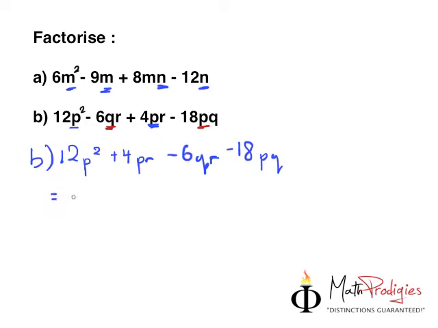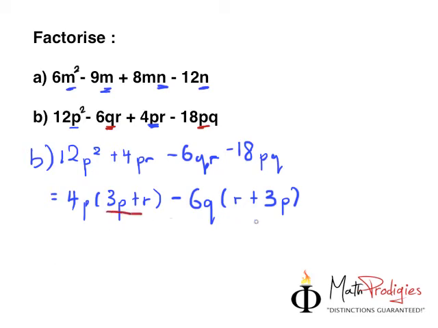Now the next step is to find the LCM. Take out 4, take out p. You get 3p, correct? Plus r, sorry. And then for the minus, 6, 12, 18, you take 6 and you take q. So that means we have r here, minus and minus, you get a plus. So plus r times 3p. These two terms within the brackets are actually the same terms.